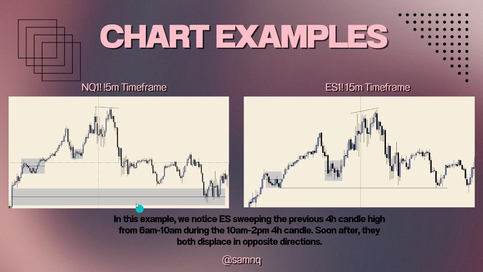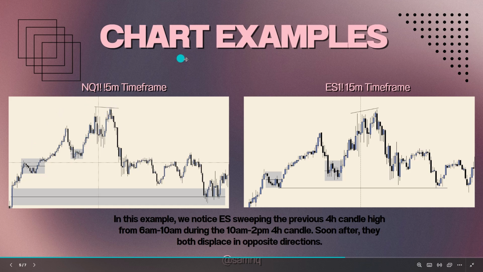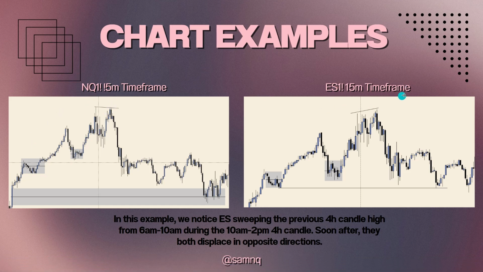So we'll go on to some chart examples, and this is NQ on the 15-minute time frame, and this is ES on the 15-minute time frame. As you can see here, this vertical line is our 10 o'clock 4-hour candle, and we have our original consolidation around here and around here. And what we've done is NQ does not take this high, but ES does take this high. And as you can see, this is also 10 a.m.